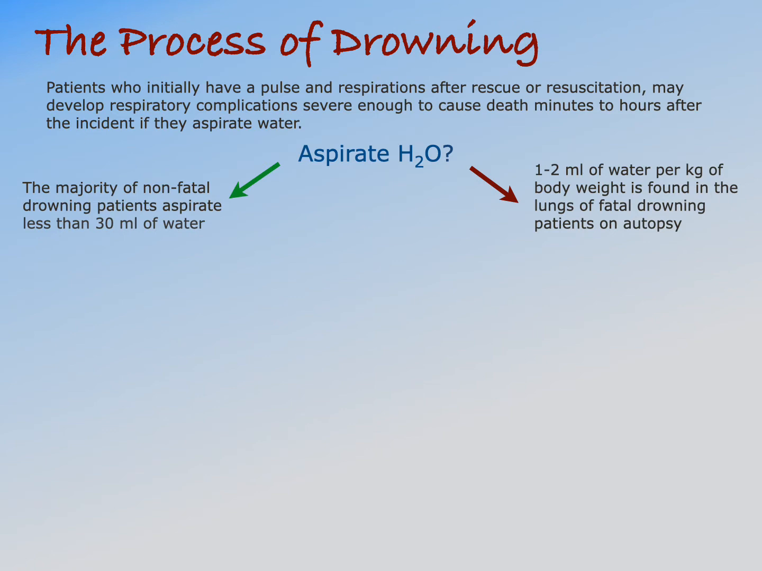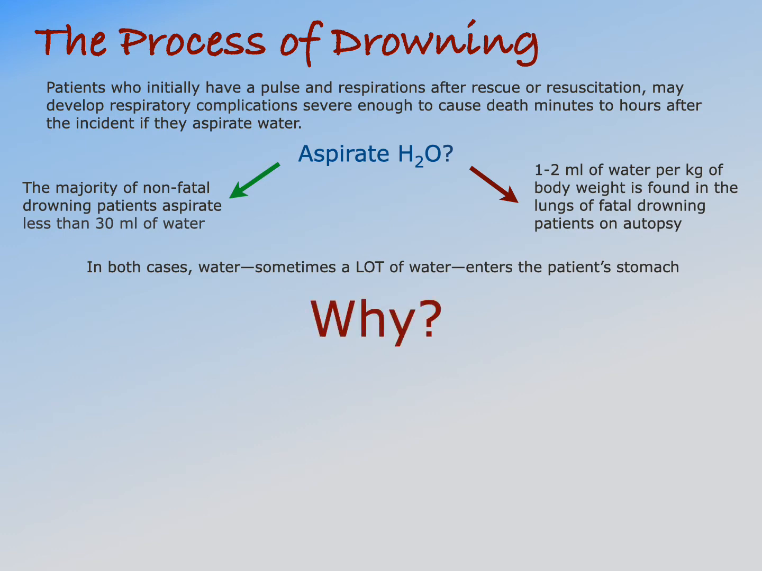Let's do a little math. Let's take a 200-pound man. That's approximately 90 kilograms. And so if there's 1 to 2 milliliters of water per kilogram, that means there's 90 to 180 milliliters of water in that 200-pound man's lungs. And that's really 3 to 6 ounces of water. That's not a whole lot of water. How come there's not more water? Interestingly, in both cases, water, and sometimes a lot of water, liters of water, enters the patient's stomach.